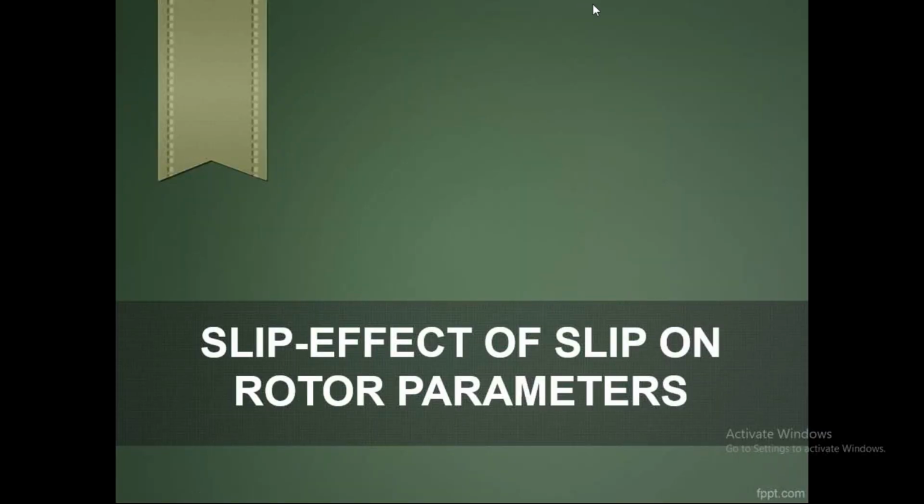And here you have to know what parameters we are using in this topic. The first one is NS, denoted as synchronous speed. Next one is NR, the rotor speed. Next one is S, slip. And here, what is the formula for NS? NS is equal to 120 F by P.